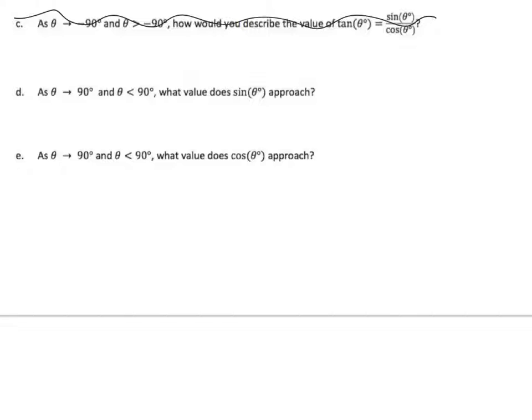Well, it approaches 0 also, if you check out the chart. Sorry, it approached 1. My bad. I looked at the chart backwards. And then as theta approaches 90 and theta is less than 90, what value does sine theta approach? That one approaches 0.